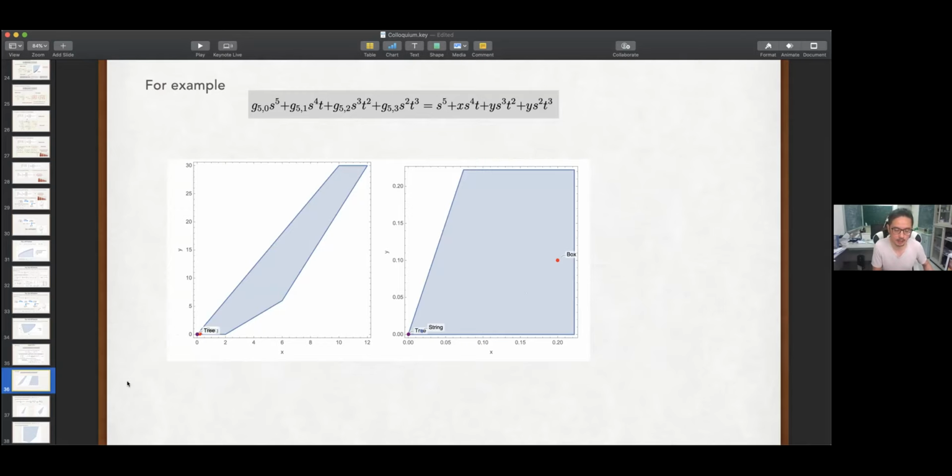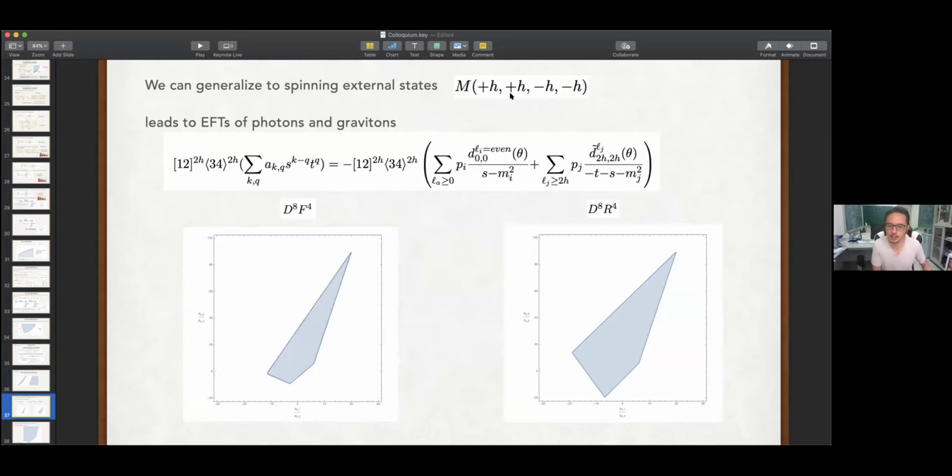Just to mention that I was talking about scalars, but you can do the same thing with helicity states. So instead of just an EFT of scalars, I can talk about EFT of gravitons and photons. The only thing that changes is that instead of these Legendre polynomials, you actually have Wigner D matrices here, which encode the different helicity orientation of your external states. But then you can still do exactly the same thing. And just to show you an example, if you have all photons on the outside, the D8 F to the 4 operator must live in this region, and the D8 R to the 4 operator must also live in some finite region.